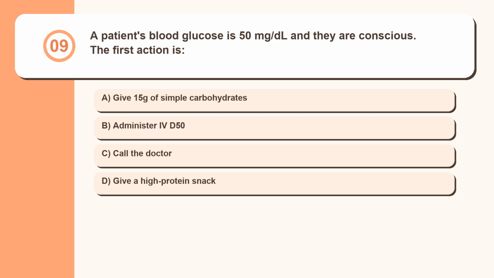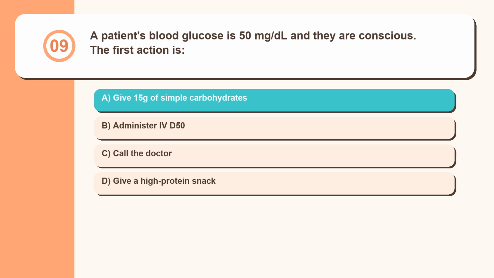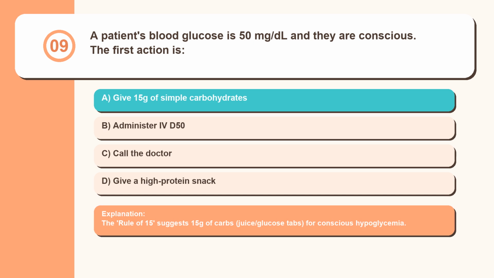Question 9. A patient's blood glucose is 50 mg/dL and they are conscious. The first action is give 15 g of simple carbohydrates, administer D50, call the doctor, give a high-protein snack. The rule of 15 suggests 15 g of carbs, juice or glucose tabs, for conscious hypoglycemia.